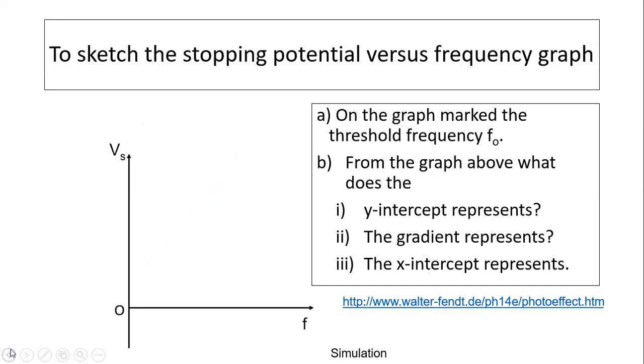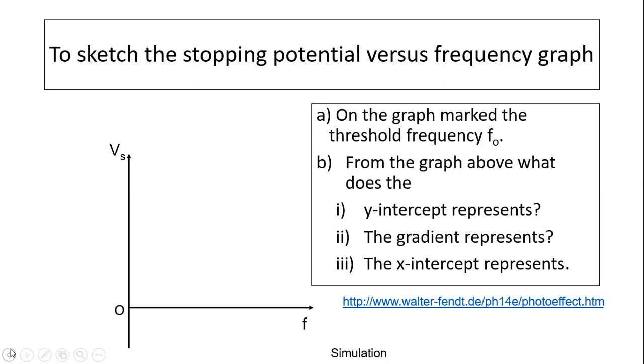Okay, now we are going to draw Vs against frequency. On the graph, mark the threshold frequency. Sketch the graph of stopping potential versus frequency. How does the graph look like? The gradient represents h. Is it a straight line or a curve, or a line passing through the origin? What does the graph look like?